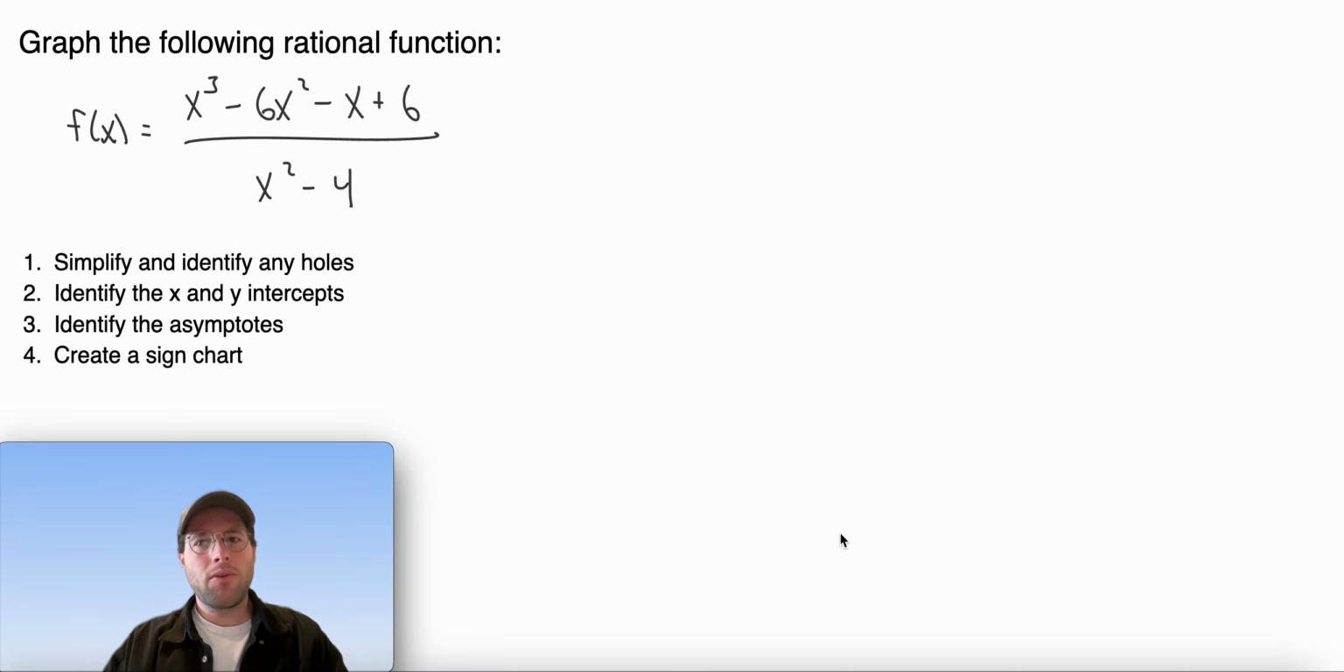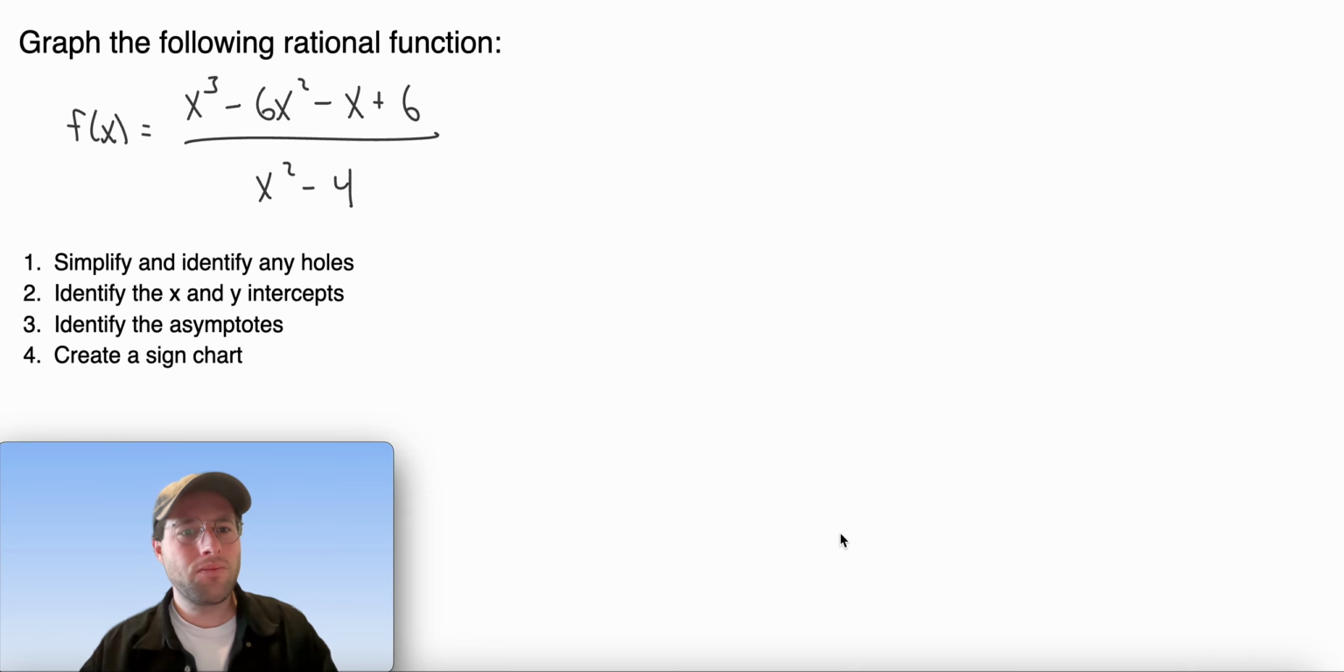Today we're going to be going over the following problem. Graph the following rational function. F of x equals x cubed minus 6x squared minus x plus 6 over x squared minus 4. And I'm going to be doing this problem by following the 4 recommended steps listed here. So let's go ahead and get started with the first one.